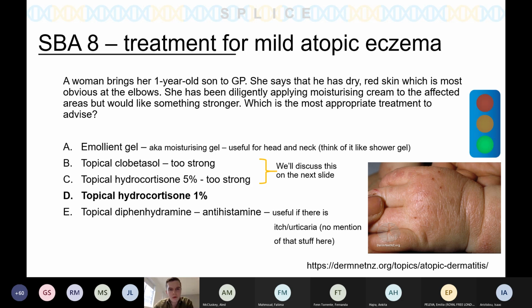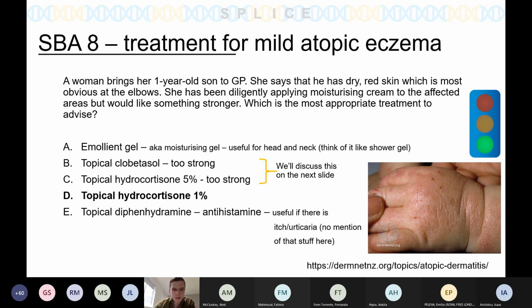So a woman brings a 1-year-old son to GP with dry red skin, most obvious at the elbows, i.e. the flexures. So it's eczema. And with this presentation, this kind of patient is probably atopic eczema. So this kid might later on go on to have asthma, eosinophilia, what have you.